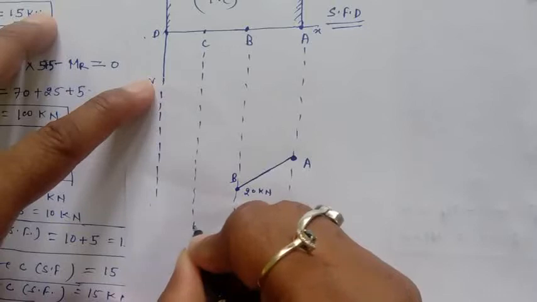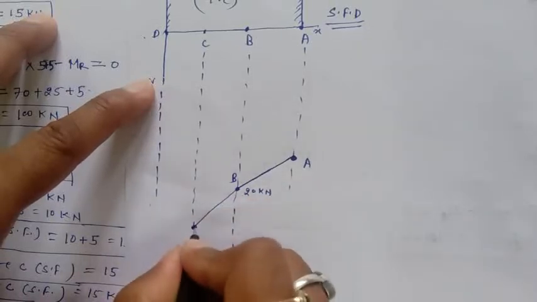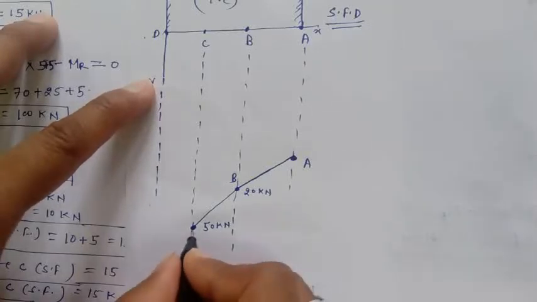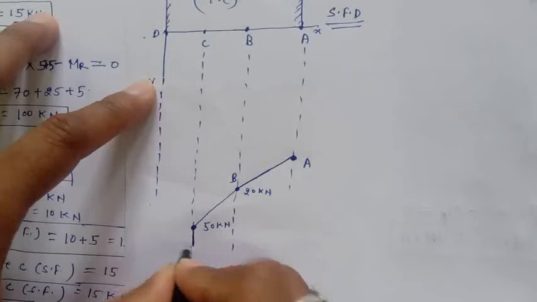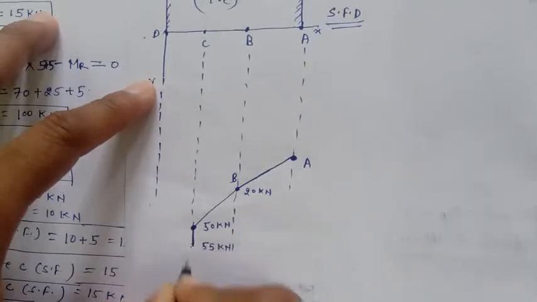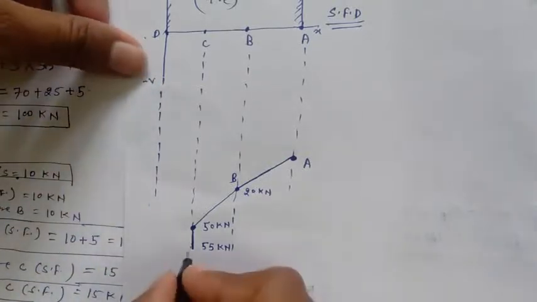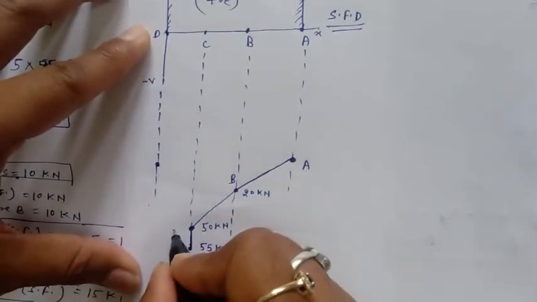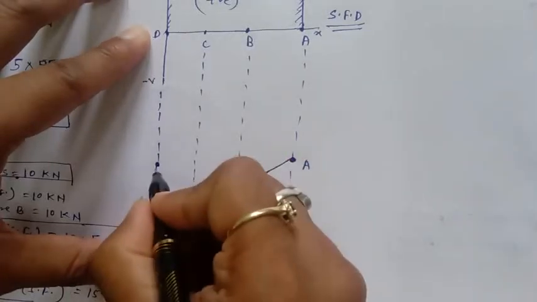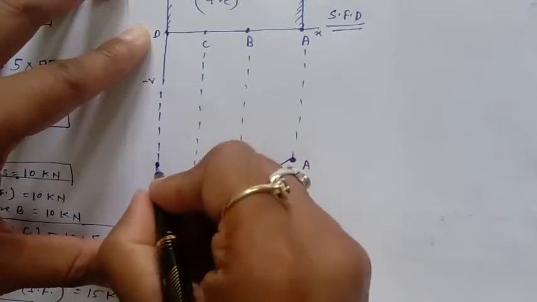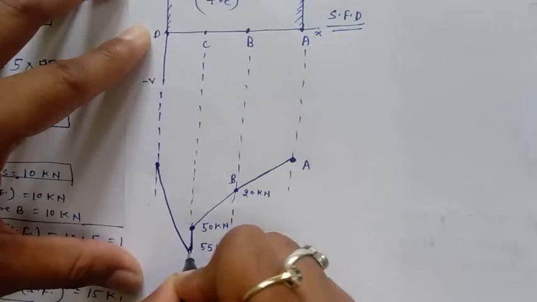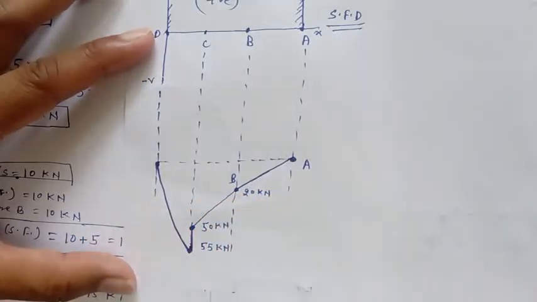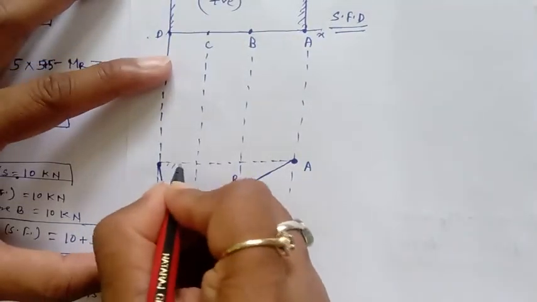Suppose this is the 50 kilonewton. Here the 50 kilonewton value is there, and at C, because a couple is there, suddenly the value changes and it is 55 kilonewton at C. And from this C to the D point, if we draw, it's 0 again, so from here to here we can join an inclined line, like this. Okay, so this is the diagram for this particular problem, the bending moment diagram.